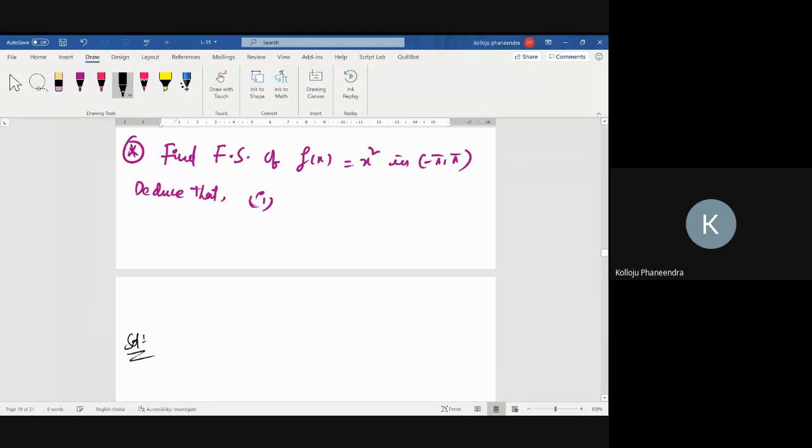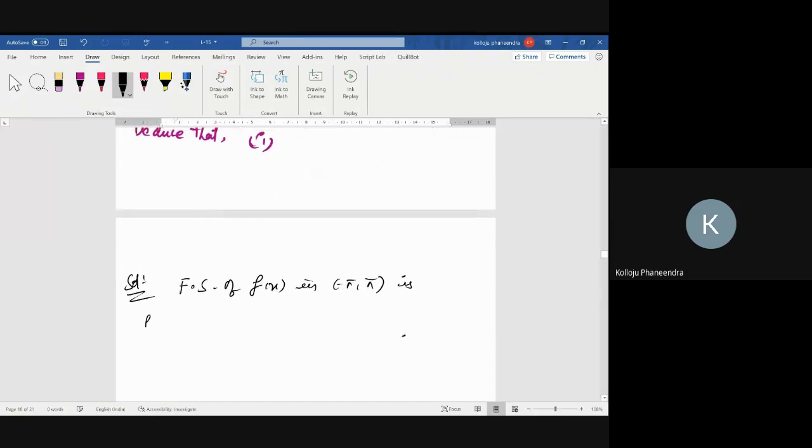Solution. What is a Fourier series? First, the Fourier series of f of x in minus pi to pi is f of x equal to a naught by 2 plus summation an cos n pi x by L plus summation bn sin n pi x by L. Minus L to L is minus pi to pi, so the L value is pi. L and L cancel, so this becomes cos nx and summation bn sin nx.